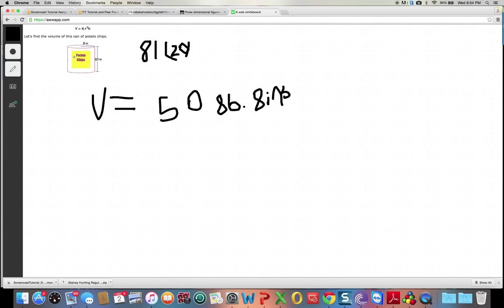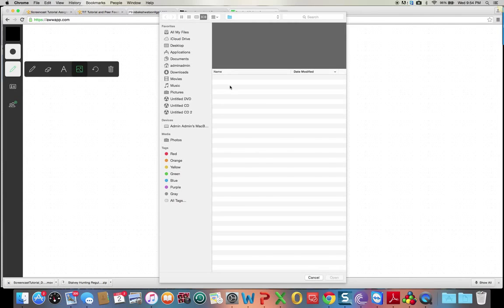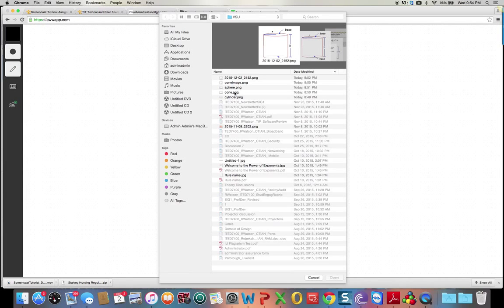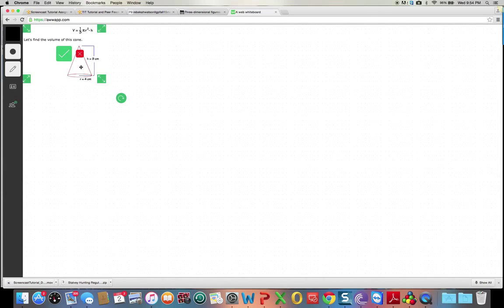Our next image that we're going to look at is a cone. The interesting thing about a cone is that it is 1/3 of the size of a cylinder. So to find the volume of a cone, all you have to do is work the problem exactly like how you would do for a cylinder, and then in the end you divide by 3. So if my radius is 4, 4 squared is 16, and I multiply that by the height of 9, that gives me 144.